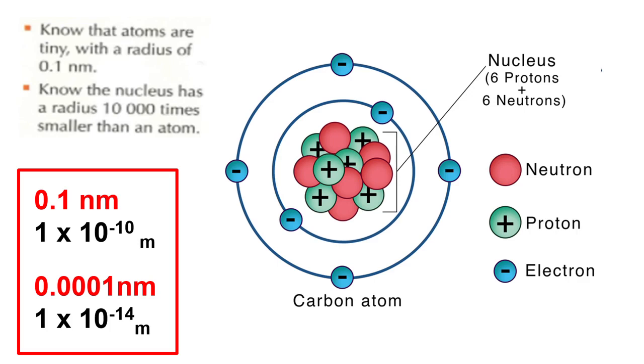So you should be aware of this basic picture by now of a central nucleus with protons and neutrons and electrons orbiting outside. The first thing to take from the slide is what's highlighted on the left, the dimensions. An atom is 0.1 nanometers and the nucleus is 10,000 times smaller, 0.0001 nanometers, okay?